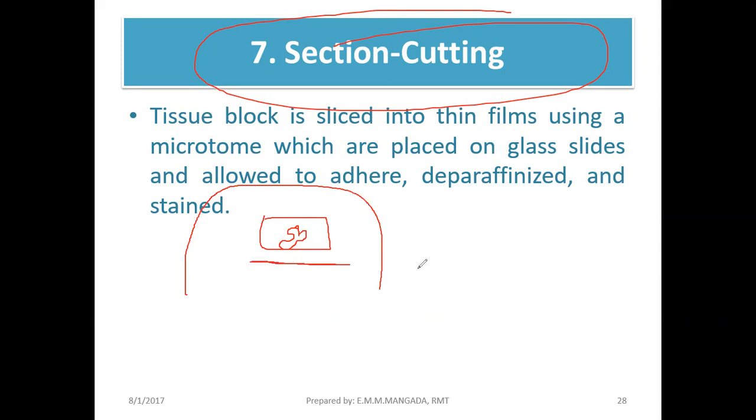Pagka inikot mo yung wheel, okay, tataas bababa itong tissue holder. So, pati yung tissue natin. So, ibig sabihin, lalapit at lalapit siya dito sa knife natin. Okay? So, anong product nun? Kasi nakakaskas yung iyong tissue block. Ang product nun, magpo-produce siya ngayon ng tissue ribbon.